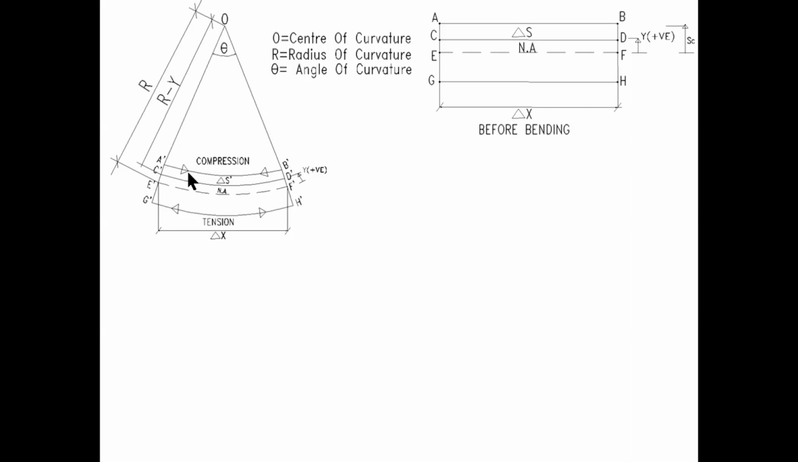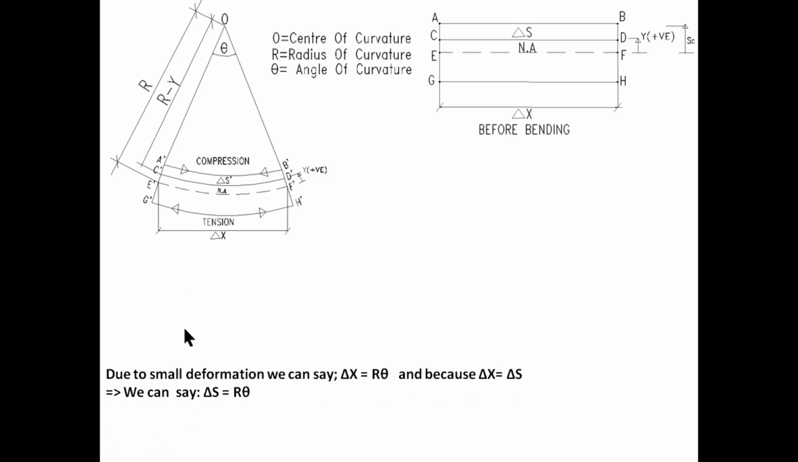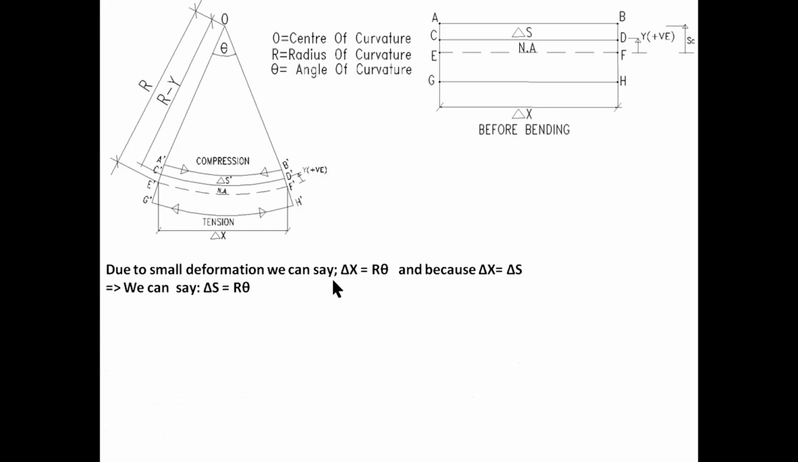Firstly, because we have small deformation, we can say delta x is equal to R theta. And guess what? Delta x is also equal to delta S, which means that we can rewrite delta S to be equal to R theta as well. Now, secondly, delta S dash would then be R minus y, which we worked out before, times theta.